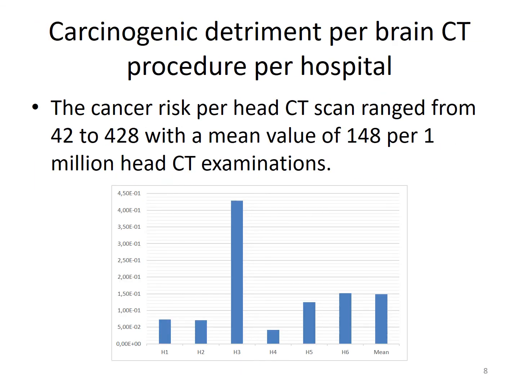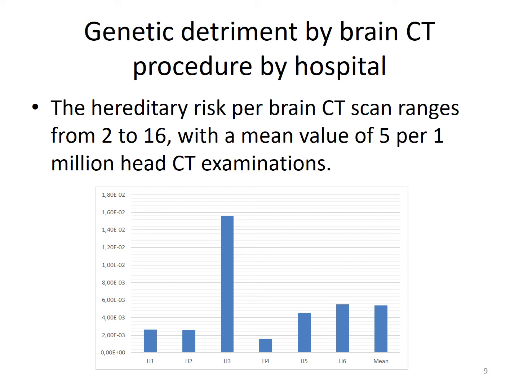The cancer risk per head CT scan ranged from 42 to 428 with a mean value of 148 per 1 million head CT examinations, and it is clear in that figure. The hereditary or genetic risk per brain CT scan ranges from 2 to 16 with a mean value of 5 per 1 million head CT examinations. The figure shows clearly these numbers.